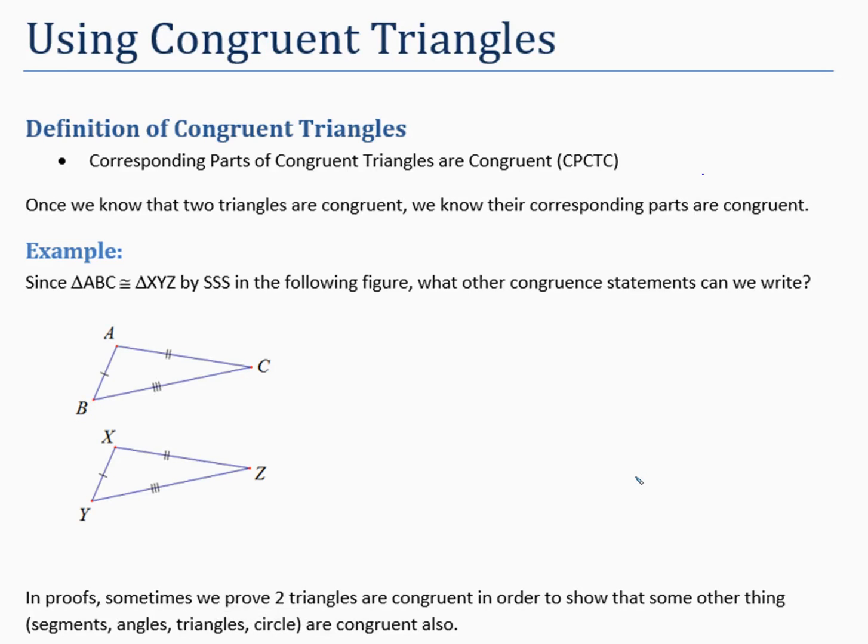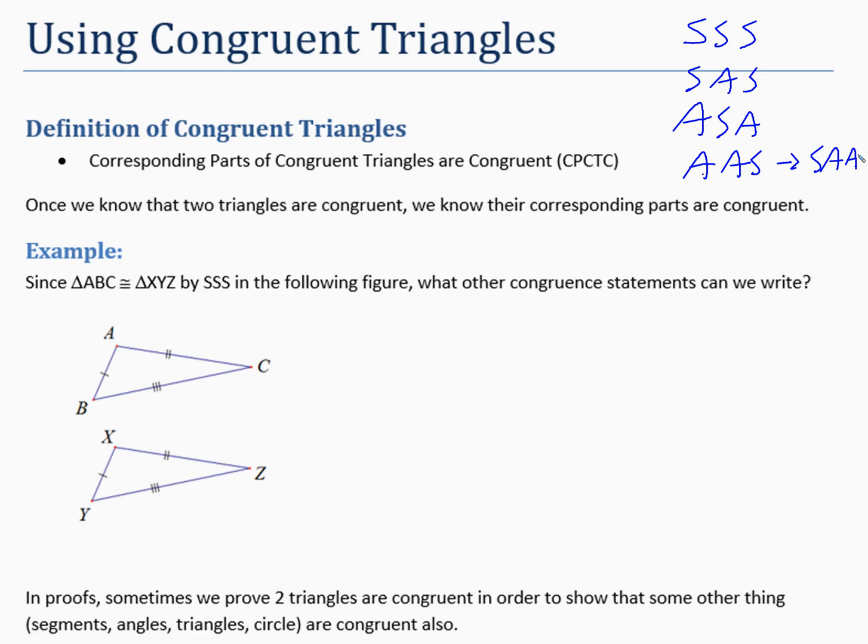In the last lesson, we talked about how to prove triangles are congruent, and we were able to prove triangles are congruent using side, side, side. You should know these by now: side, side, side; side, angle, side; angle, side, angle; and angle, angle, side, which can also be written as side, angle, angle. Once we know two triangles are congruent, we can use that to prove some other things.